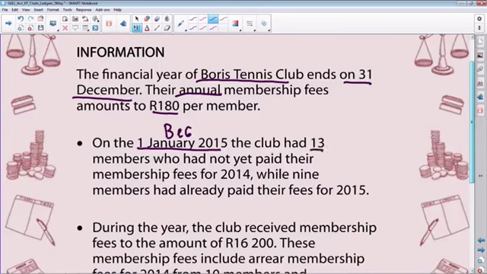The club had 13 members who had not yet paid their membership fees for 2014, while 9 members had already paid their fees for 2015. So they're giving us a bit of information in terms of the previous financial year. So in the previous financial year, which was 2014, we had 13 members who had not yet paid their club fees. And we also had, in the previous year, 9 members who had already paid their fees for 2015.